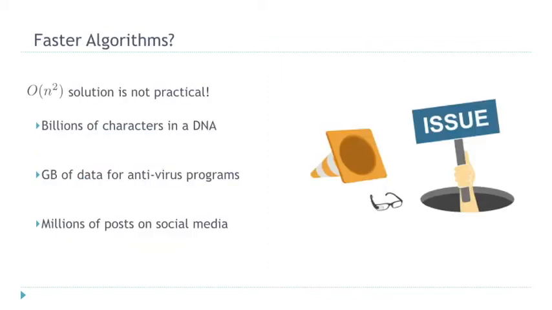We would like to go below quadratic time for these problems because of a lot of motivations. For example, there are billions of characters in a DNA, or gigabytes of data in any antivirus program, or there are millions of posts on social media. So running a quadratic time algorithm for these examples wouldn't necessarily be practical.